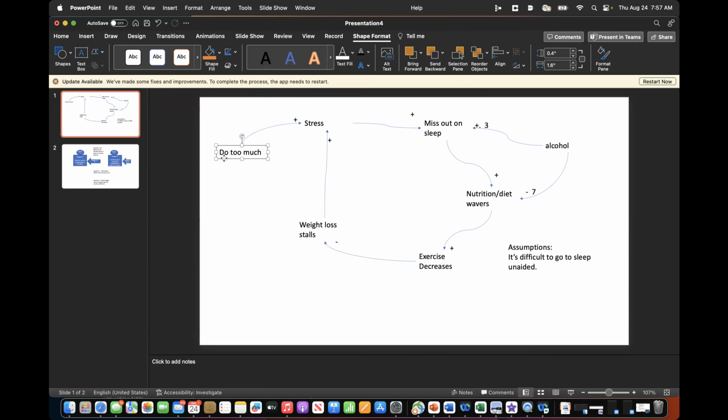How are you feeling about this so far? Just makes sense? Yeah, so at what point do we do the causal loop diagram? Is that part of our horizontal analysis?